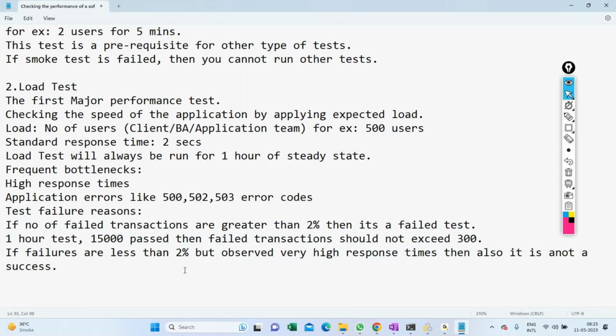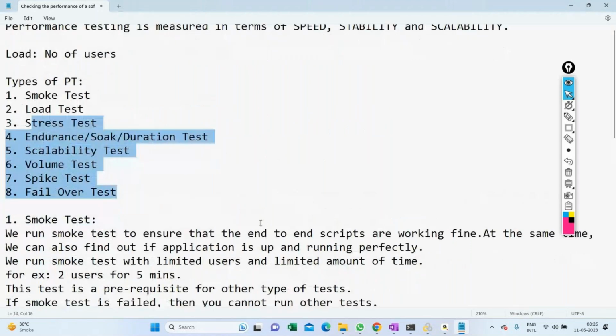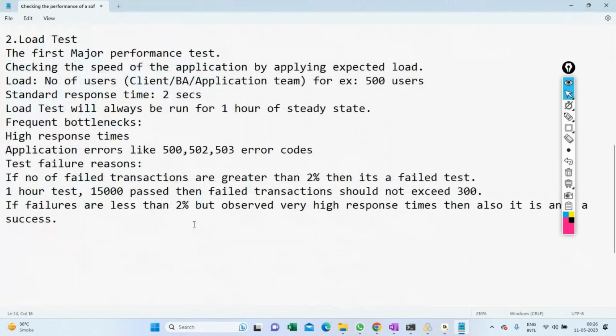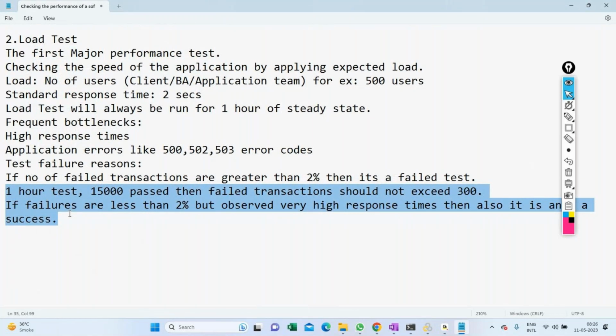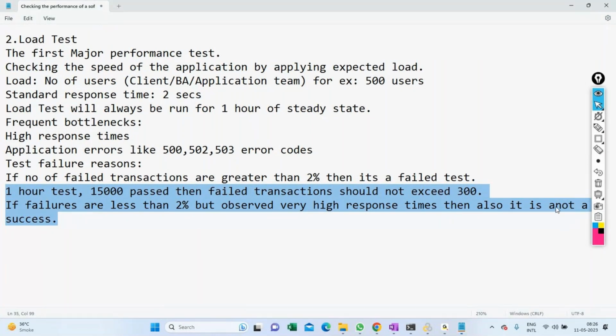So in this case, you have to fix these issues first, and then only you can go for other types of tests. So these things you have to consider, whether you want to move to other type of test, or whether you want to fix the current issues by working with the development team and then rerun the test, and once it is successful, then only you go to other type of test. Any questions here?